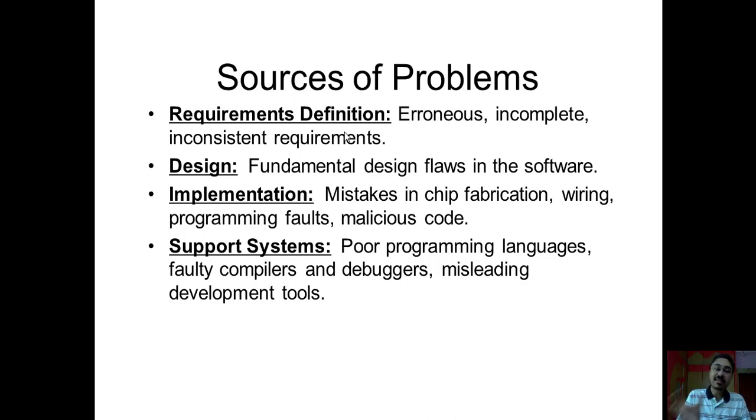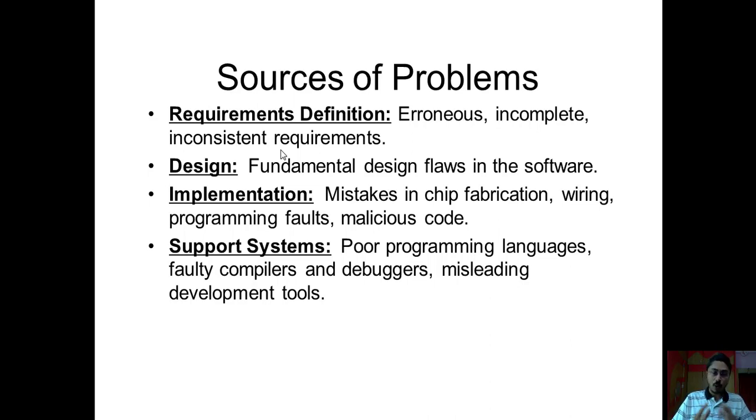Sometimes there are inconsistent requirements, meaning requirements contradicting each other. If requirements A and B are contradicting each other, if they are not getting aligned with each other properly, then that is called inconsistent requirements. So that is another source of the problem.